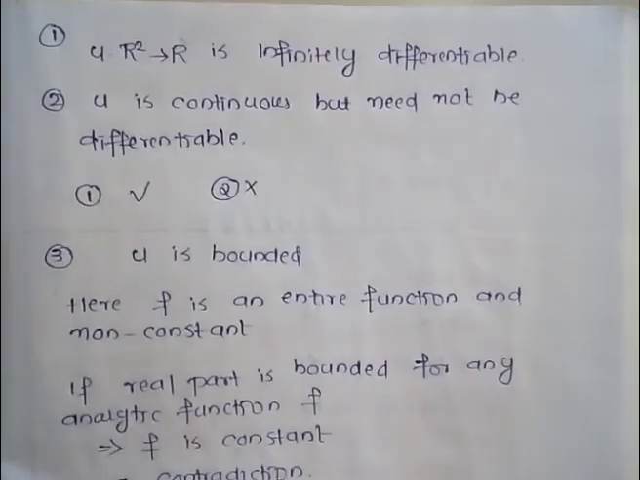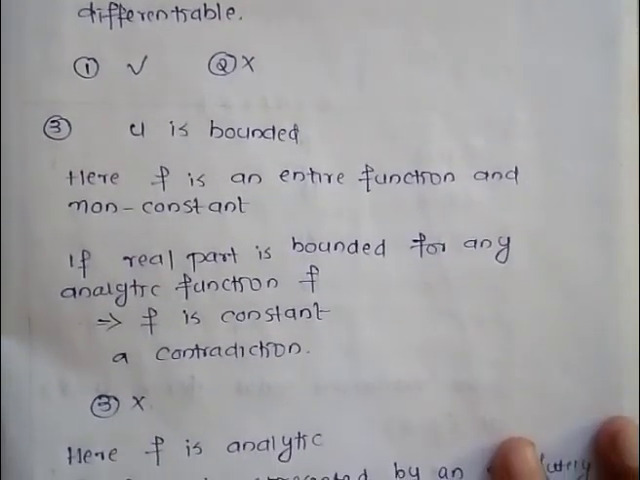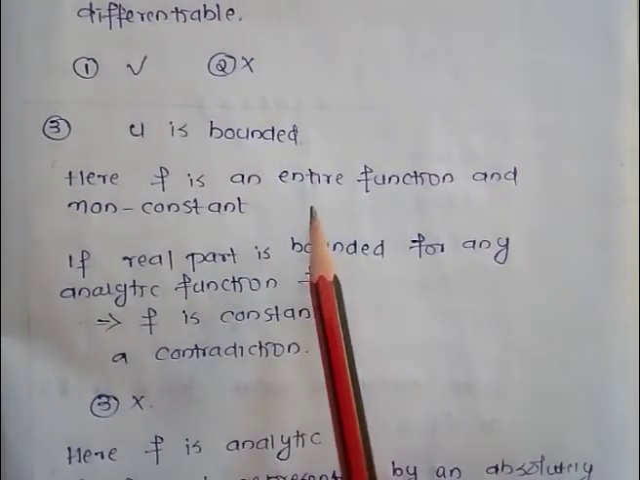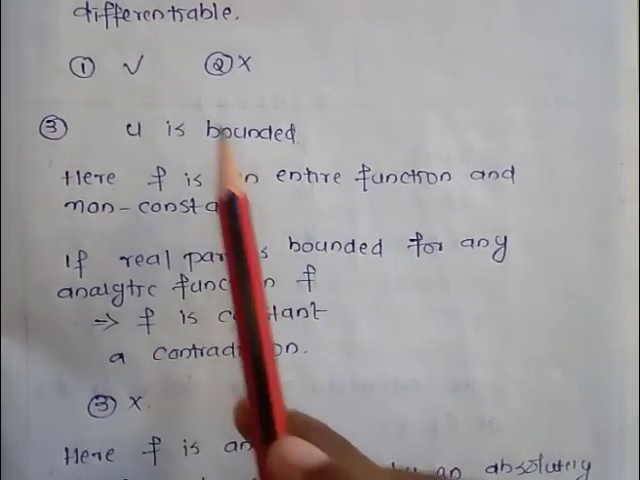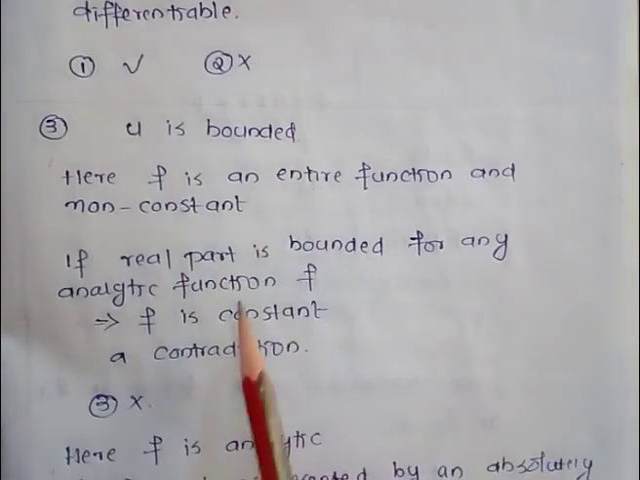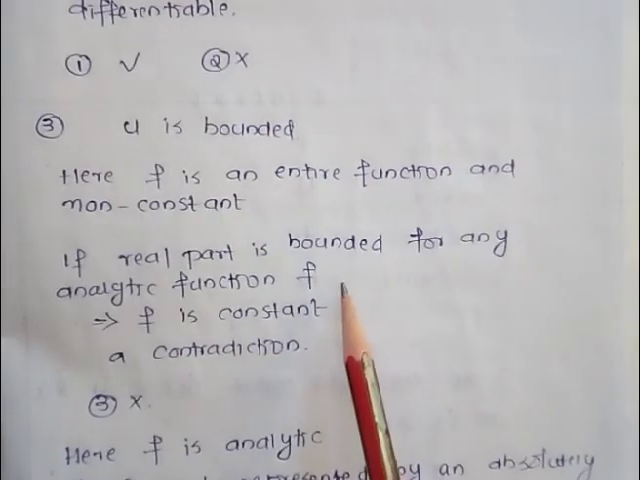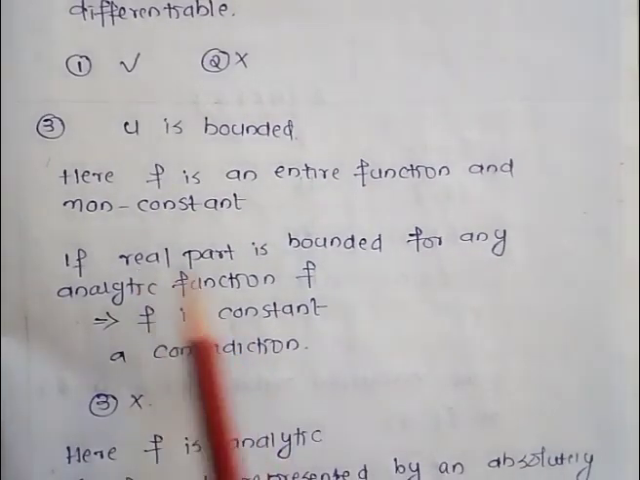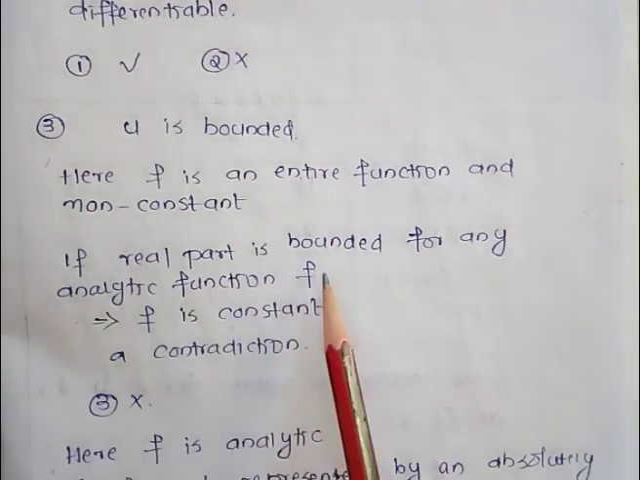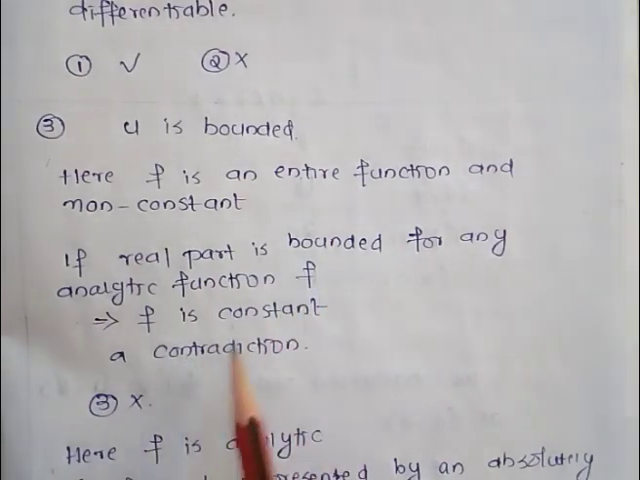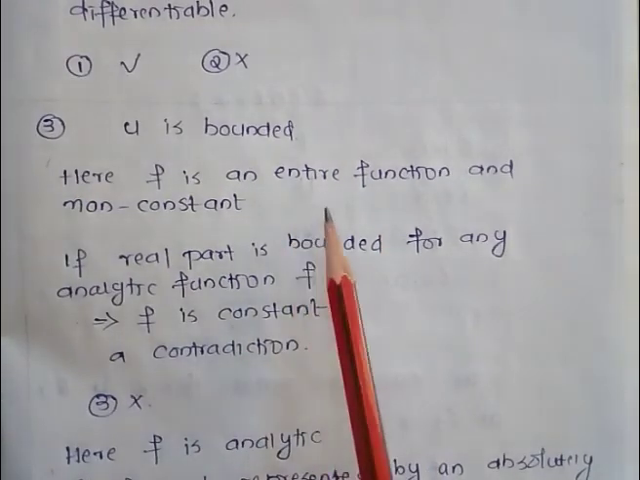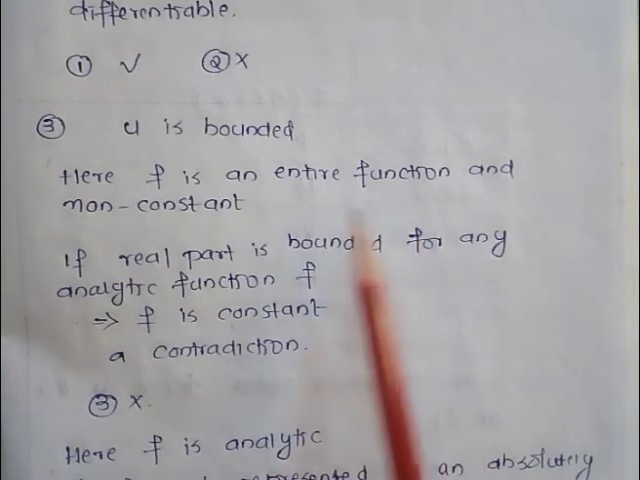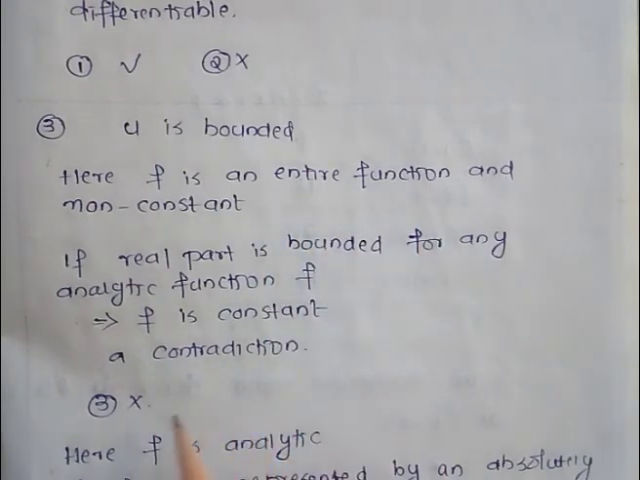Now our third option says that u is bounded. Here we have f is an entire function and it is non-constant. If the real part is bounded for any entire function f, then f is a constant. So we get a contradiction because our f is an entire function which is non-constant. So our third option is false because u cannot be bounded.